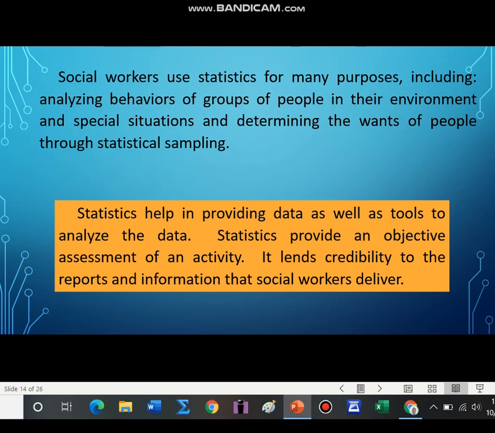Social workers use statistics for many purposes, including but not limited to analyzing behaviors of groups of people in their environment and special situations, and determining the wants of people through statistical sampling. Statistics help in providing data as well as tools to analyze the data. Statistics provide an objective assessment of an activity. It lends credibility to the reports and information that social workers deliver.